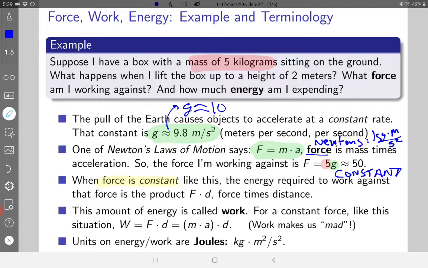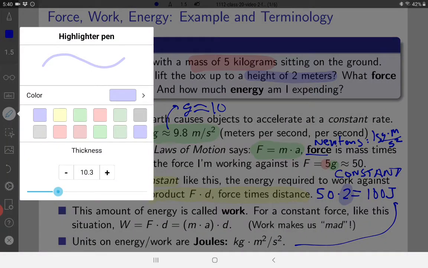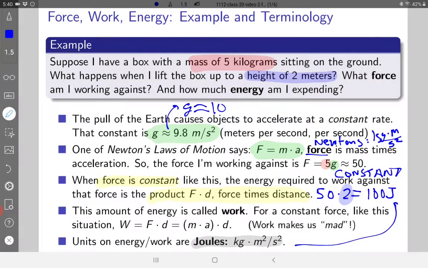Now, when a force is constant like this, it turns out the energy required to work against that force is just the product F times d, or force times distance. So in my specific toy example here, if I'm going to lift that 5 kilogram box against the force of gravity up to a height of 2 meters, that's the distance that I'm working with, the height of 2 meters. And so that product is 100. And by the way, those units are in joules, or kilogram meters squared per second squared. That's the measurement on energy. Now in physics, we call this work. This amount of energy required to work against a force is called work.